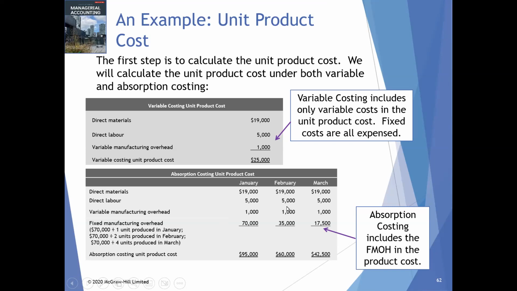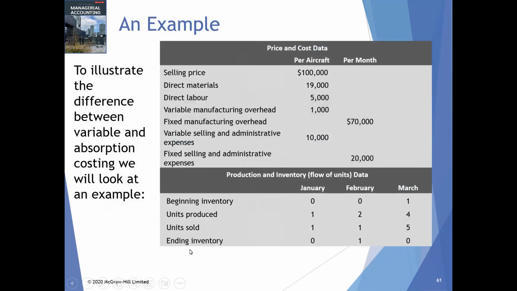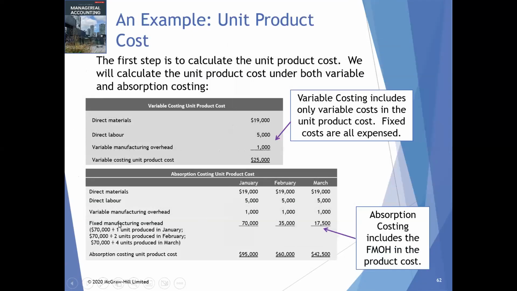So in the previous case, we know that in the month of January, 1 unit was produced. In the month of February, 2 units were produced. In the month of March, 4 units were produced. 1, 2, and 4.